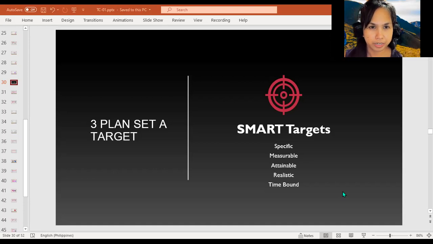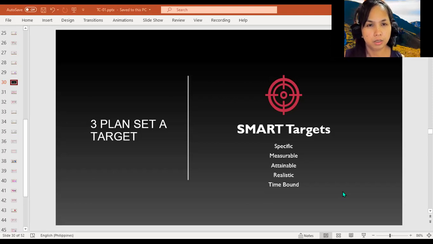Now, what you see on screen are the SMART targets. So this is an extremely important acronym. SMART here stands for specific, measurable, attainable, realistic, and time bound. Okay, and as you've probably guessed, these 5 words offer the perfect roadmap for target setting. Okay, let's look at each one in turn.